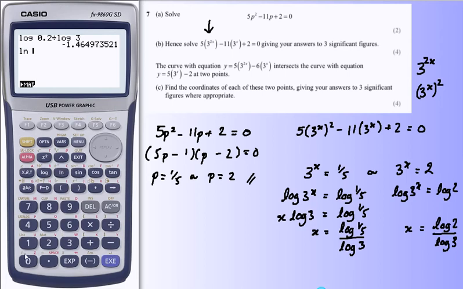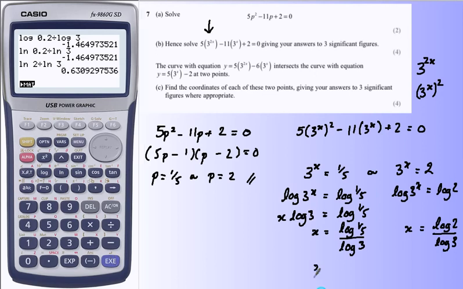And just to prove that it doesn't really matter what log base I use, natural logarithms or log to base 10, as long as I can key it in right, which I didn't, and log to base 3, there we go, same deal. And what have we got? Log 2, log 3, whatever base you want, just make sure you're consistent, and that's my answer. So x equals minus 1.46, or x equals 0.631. Okay, two answers there.